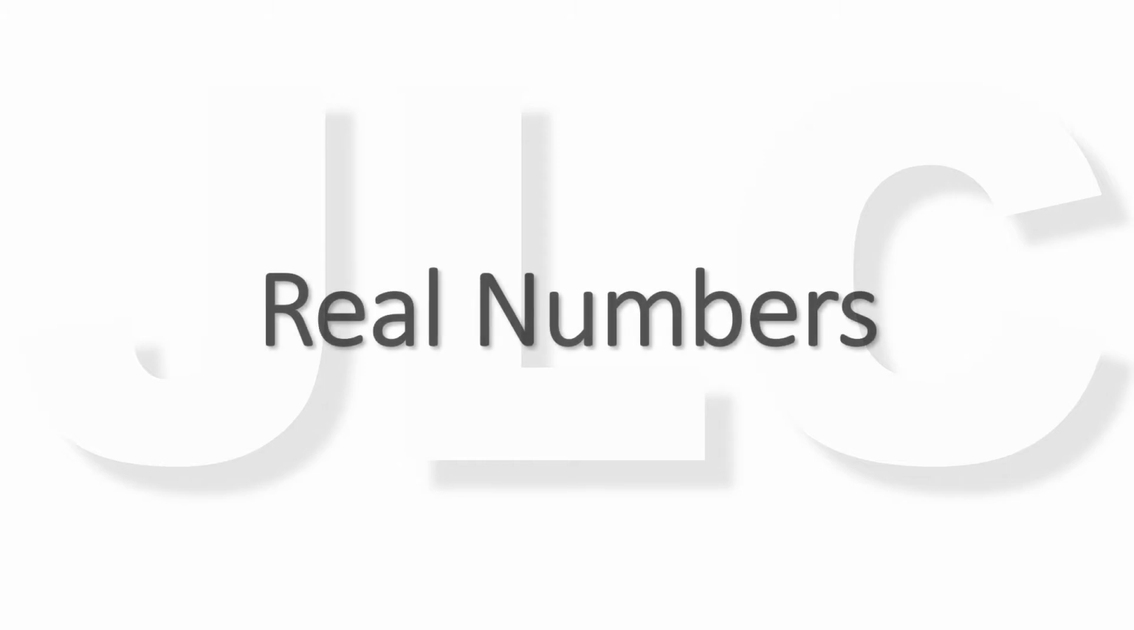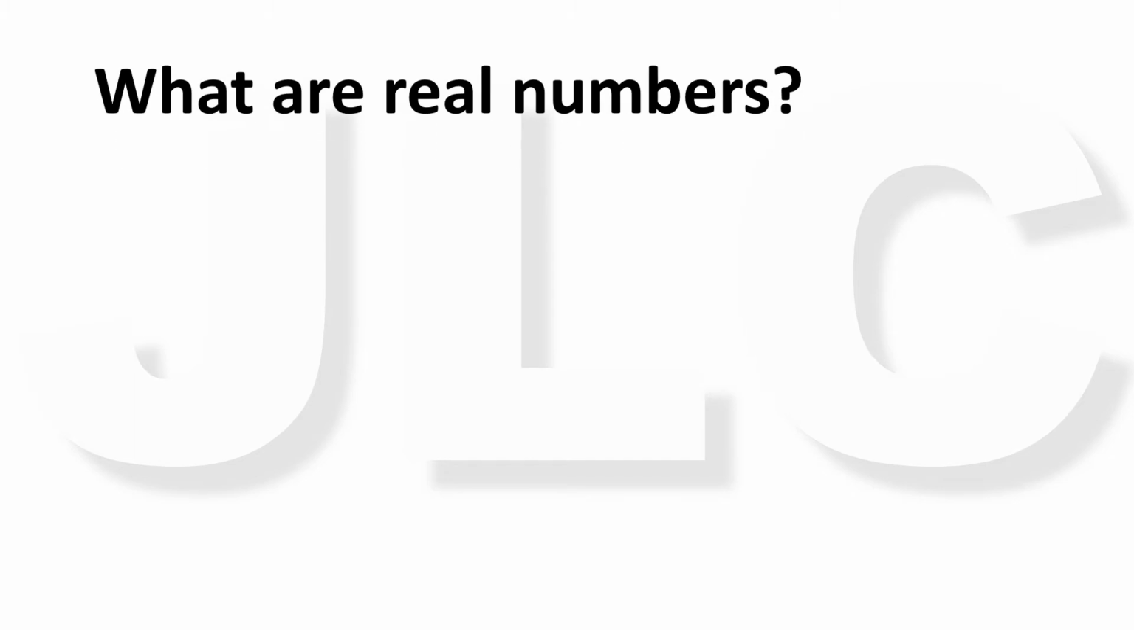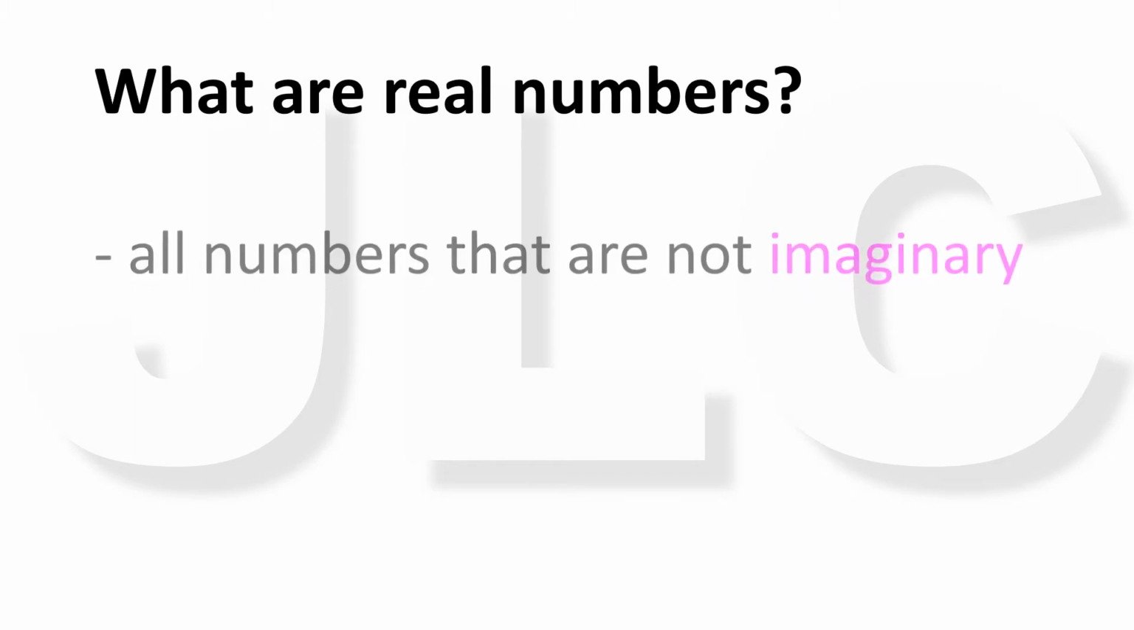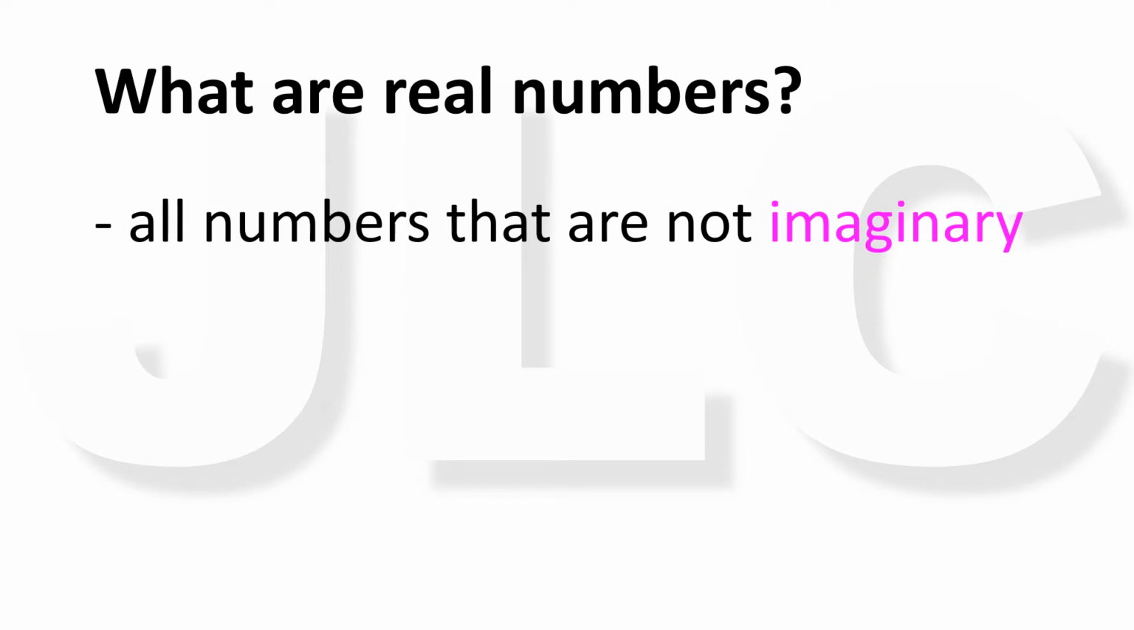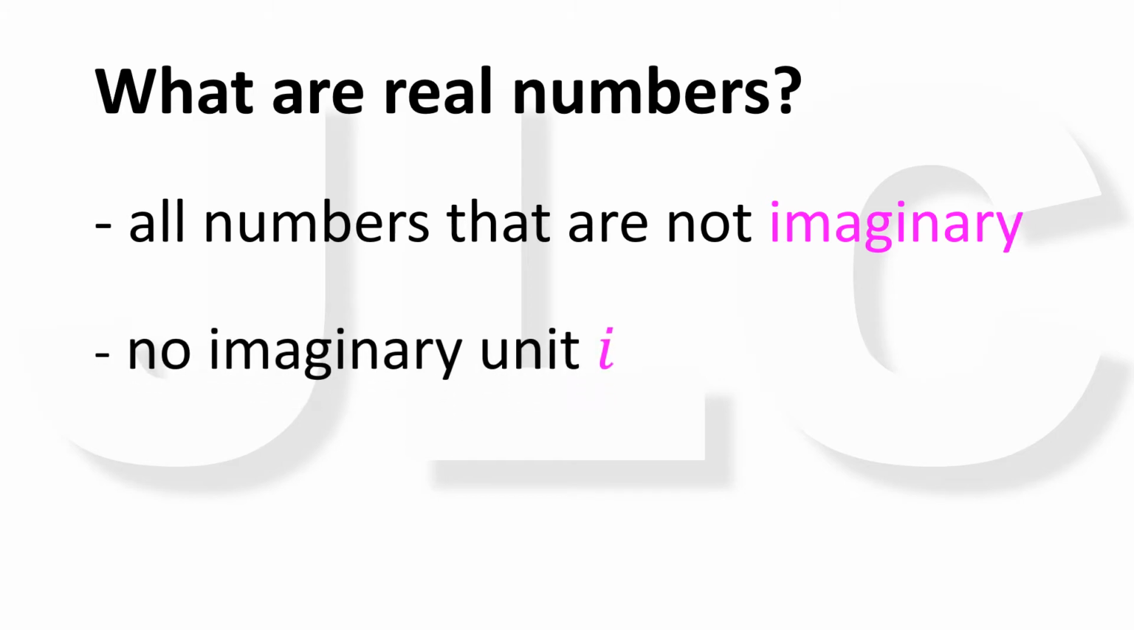Real numbers. This video talks about the different types of numbers that make up the real number system. What are real numbers? Real numbers are basically all numbers that are not imaginary numbers. Imaginary numbers are a special type of numbers used to represent the square roots of negative numbers. Real numbers must have no imaginary unit i, which is defined to be equal to the square root of -1.